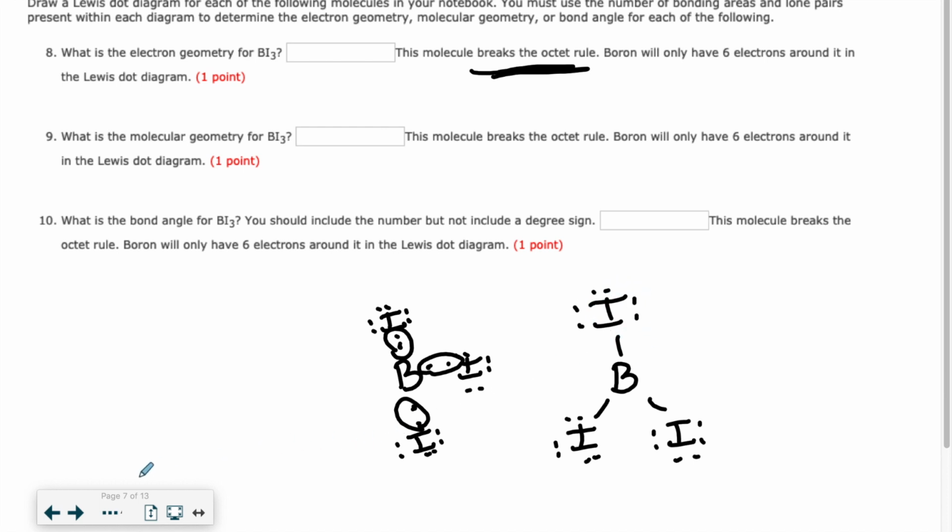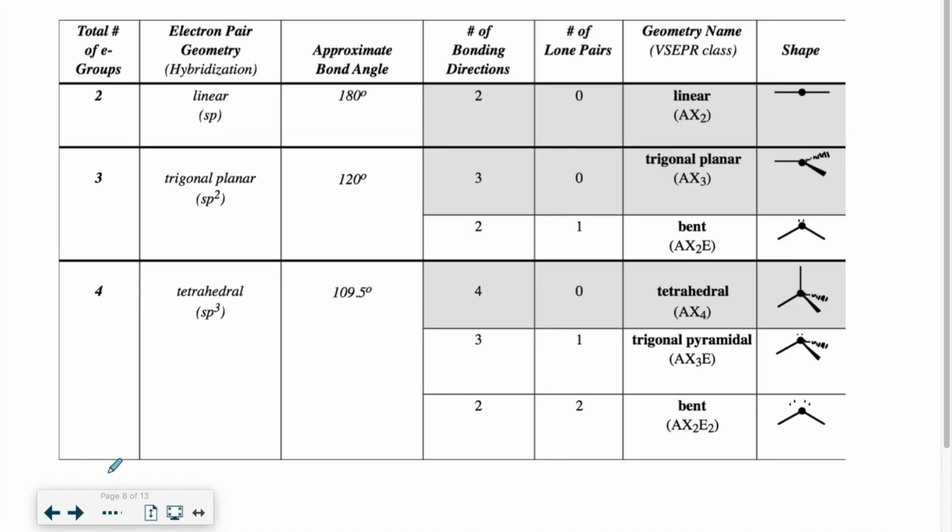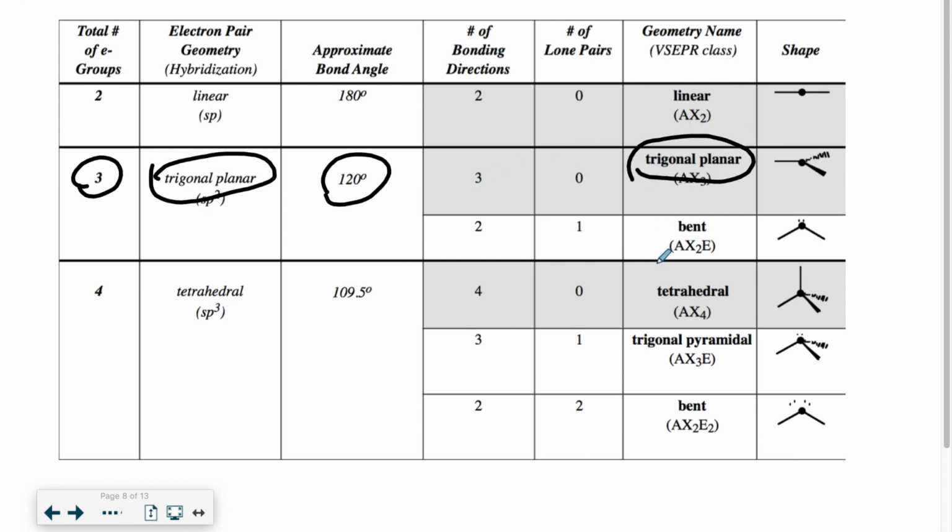All right, so I have 3 bonding directions on the boron. Because it's not following the octet rule, there's no lone pair here. So that means I'm going to be within a different family on my chart. So there are 3 total electron groups. That means the electron geometry is going to be trigonal planar, bond angle of 120 degrees. And because it's 3 and 0, that means that I have a trigonal planar molecular geometry as well. So whenever you're at the top of the family where there's no lone pairs, these 2 names are going to match up.